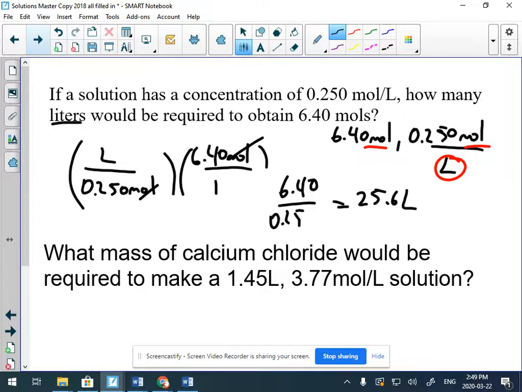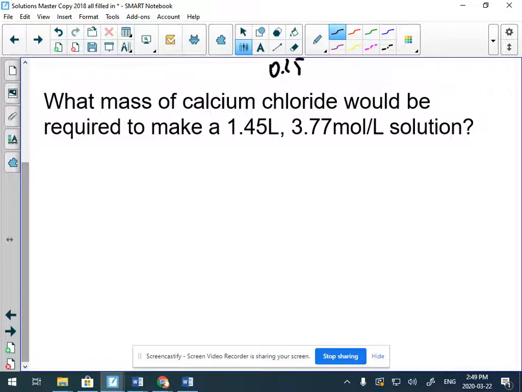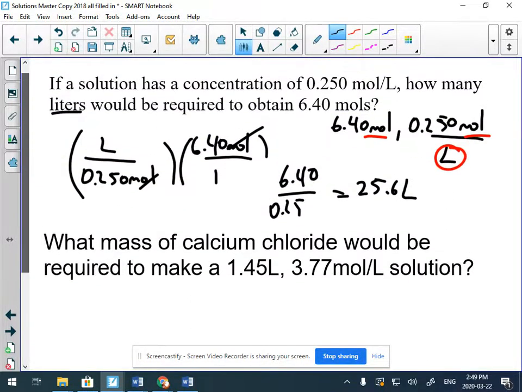Okay, let's try the next question. Let's go back here and just recap. You can solve for liters by flipping the concentration and getting liters on top, and then it's a dividing question.